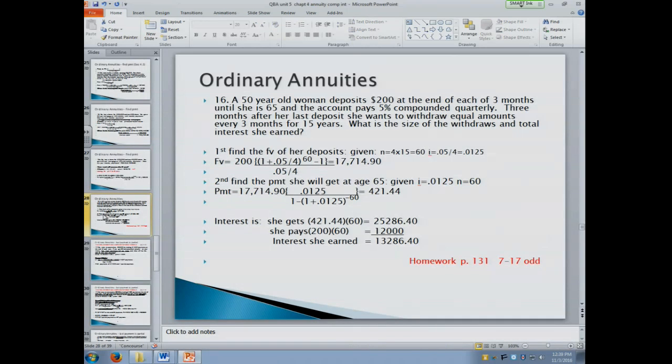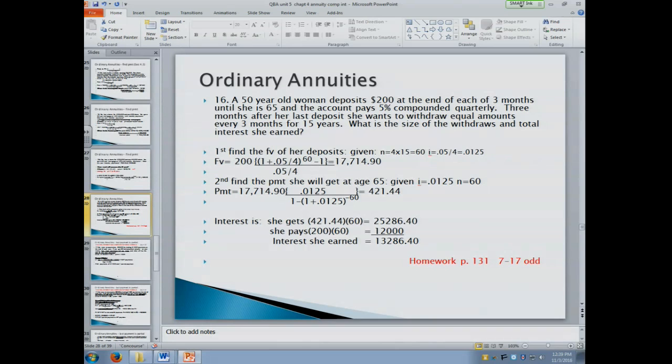Let's look at this. A 50-year-old woman deposits $200 at the end of each 3 months. Remember, 3 months is a quarter, until she's 65. And the account pays 5% compounded quarterly. 3 months after her last deposit, she retires and she wants to withdraw equal amounts every 3 months for 15 years. What is the size of the withdrawals and total interest she earned?